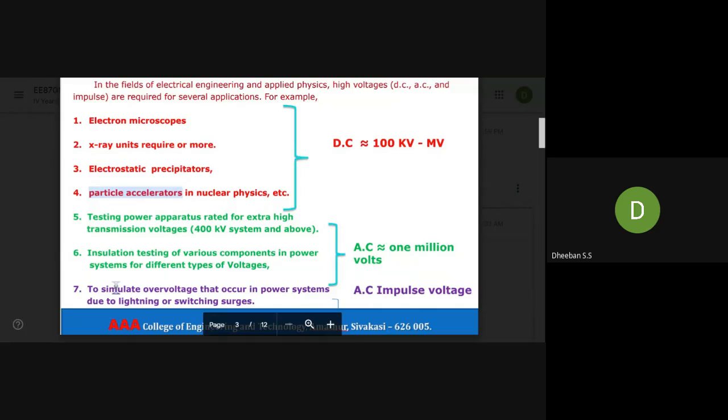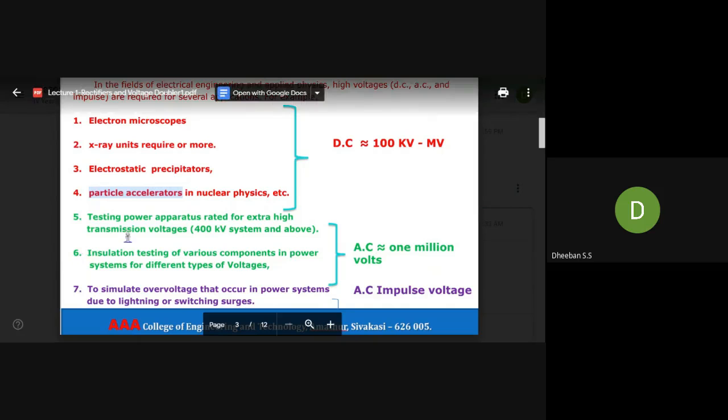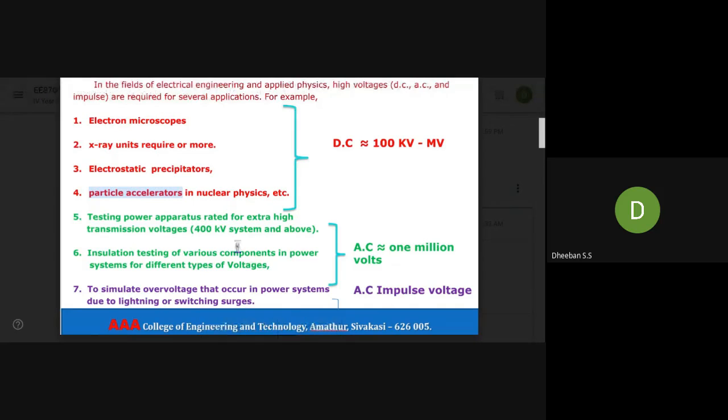So the seventh one is to simulate overvoltages that occur in power system due to lightning. Okay. So manually you can generate the high voltage, to check whether the power system equipment will be affected by any kind of lightning.